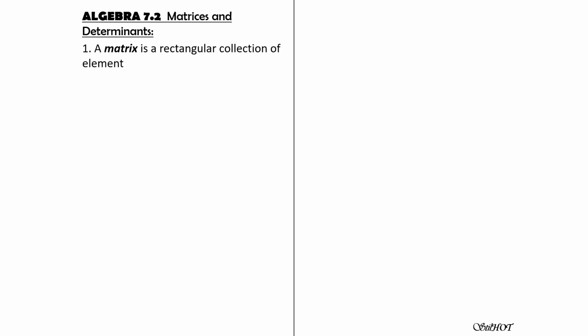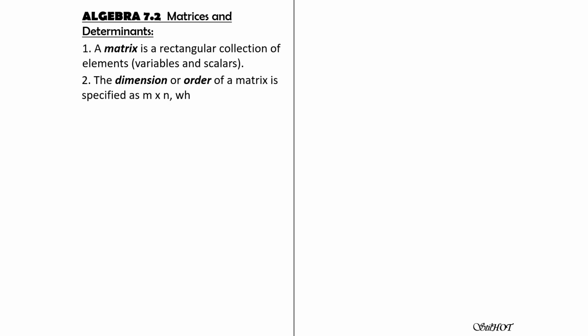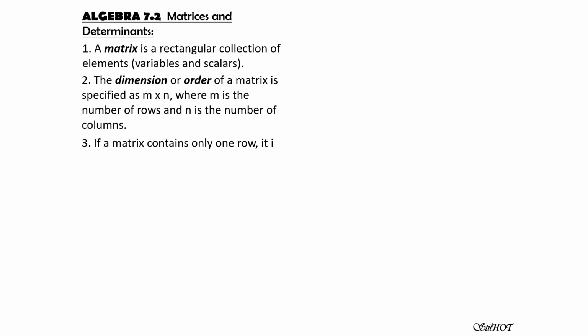Matrices and determinants. We define a matrix as a rectangular collection of elements, which are variables and scalars. The dimension or order of a matrix is specified as m by n, where m is the number of rows and n is the number of columns. If a matrix contains only one row, it is called a row matrix.